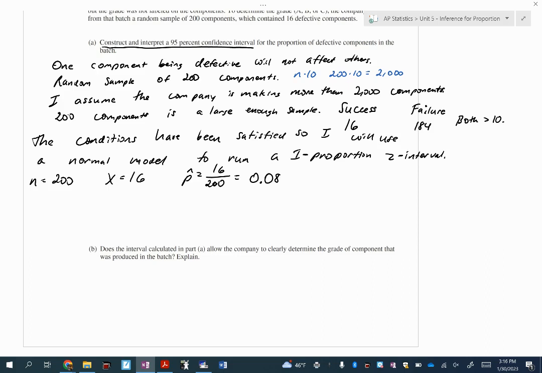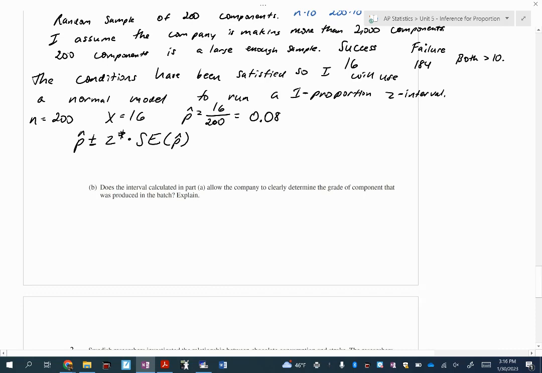That's the standard error of p hat. I'm just asking for the formula for the confidence interval first. P hat, plus or minus z star times the standard error of p hat, which is the square root of p hat times q hat over n. There you go.